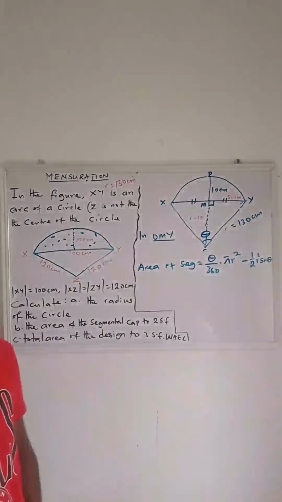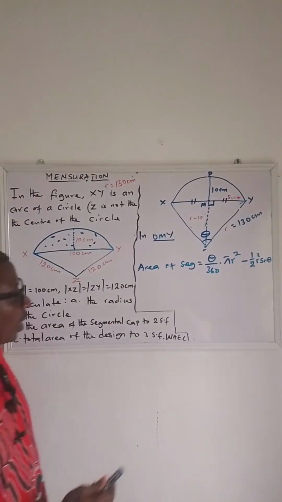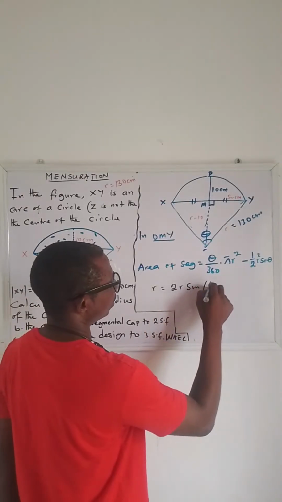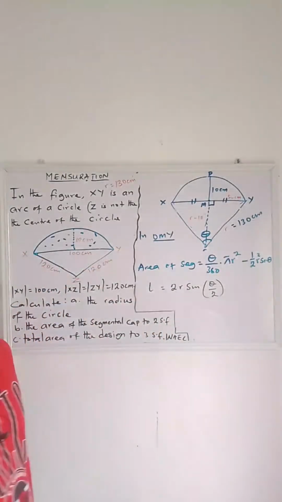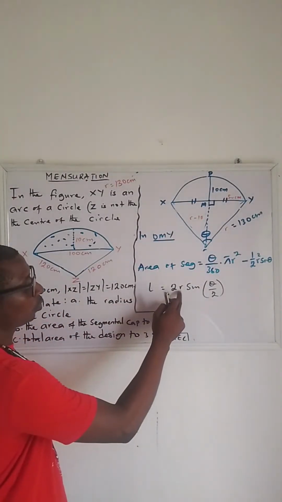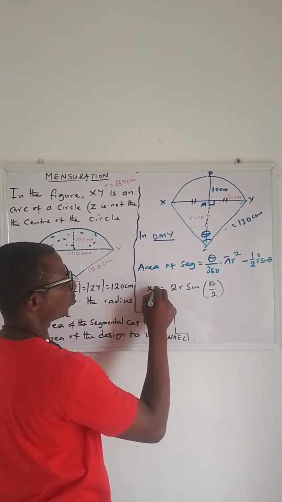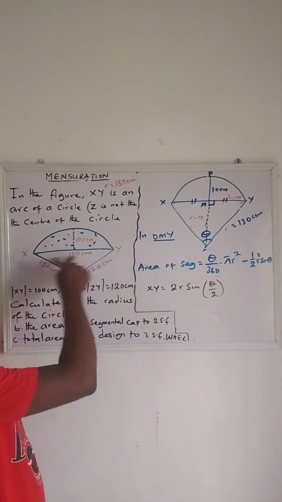We are going to be making use of length of a chord. So we have this. This is the formula for length of a chord. Length of a chord L equals 2r sine theta over 2. Now our chord in this case is x, y. So we want to get that, and we already have a chord. Do we know what a chord is now? Okay, so what is our chord? Our chord is 100. You understand now?